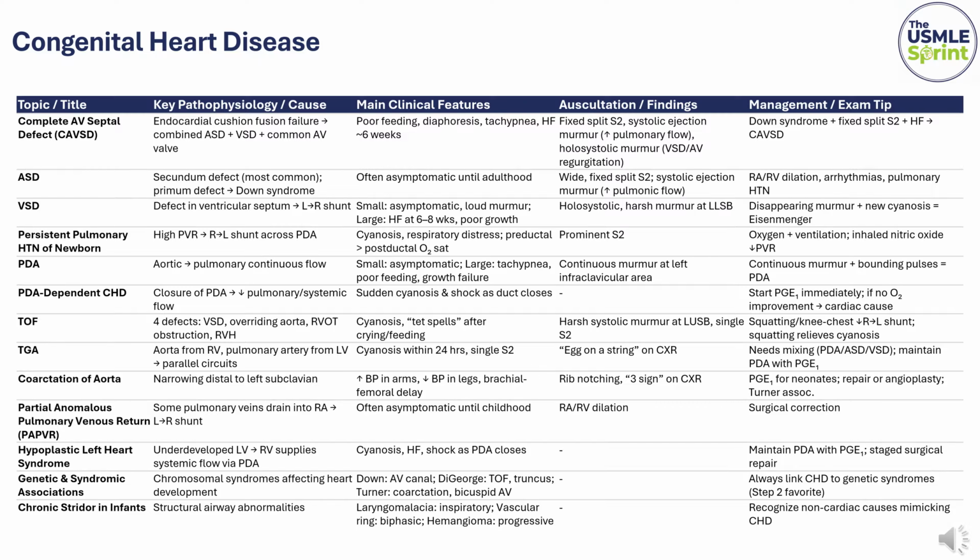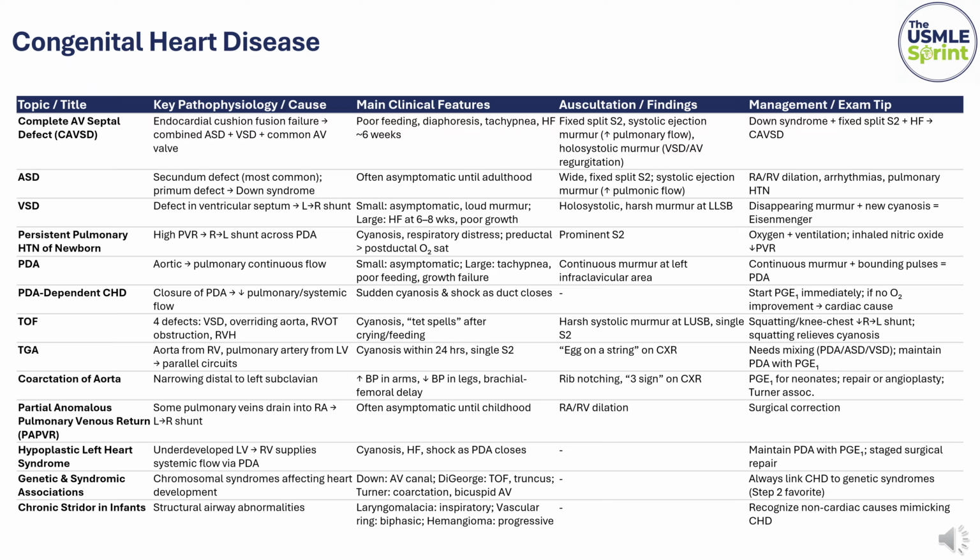Next up, transposition of the great arteries, or TGA. Here, the aorta comes off the right ventricle and the pulmonary artery comes off the left ventricle. So you basically have 2 separate circulations, one oxygenated, one deoxygenated, running in parallel. Giving oxygen doesn't help because the oxygenated blood just goes back to the lungs.